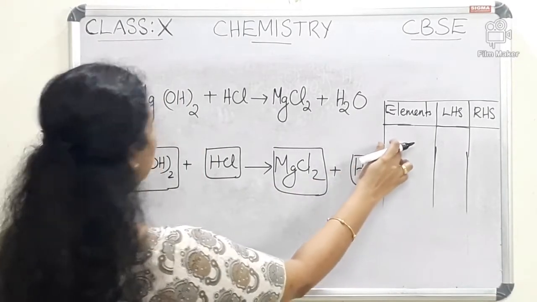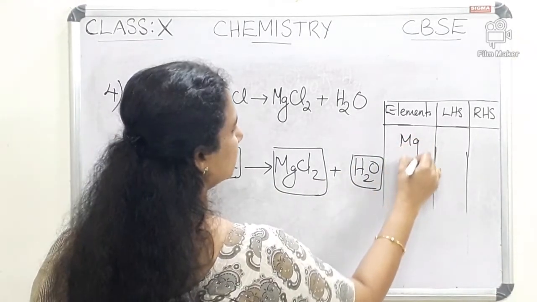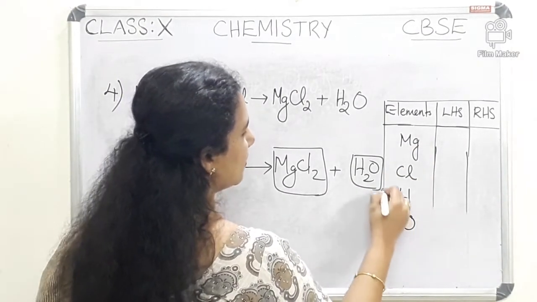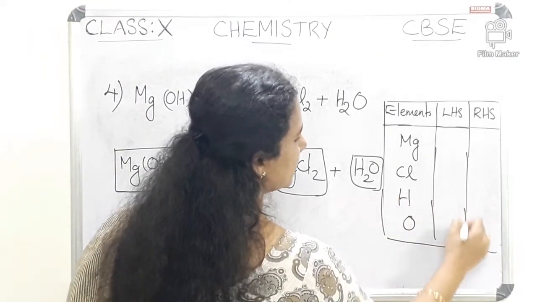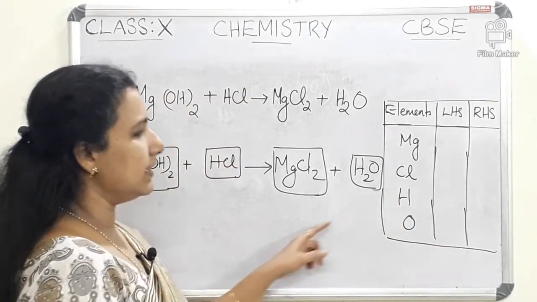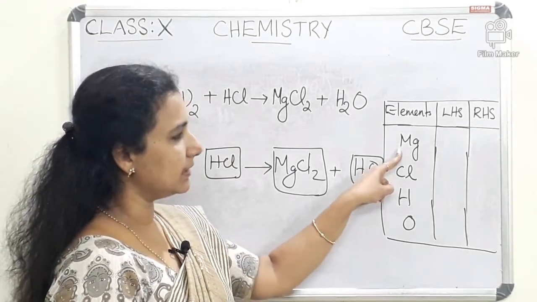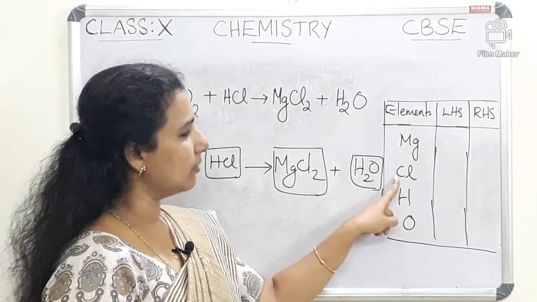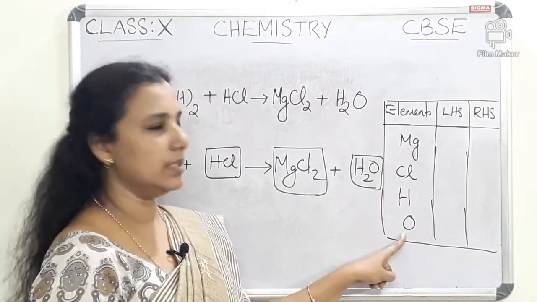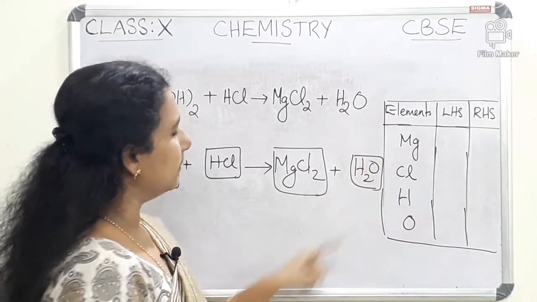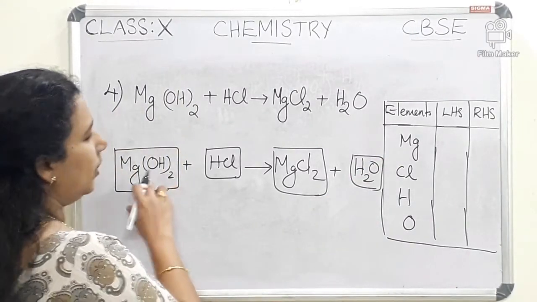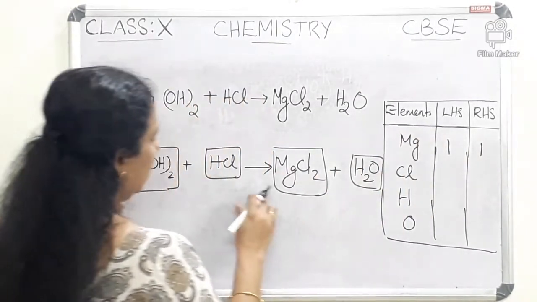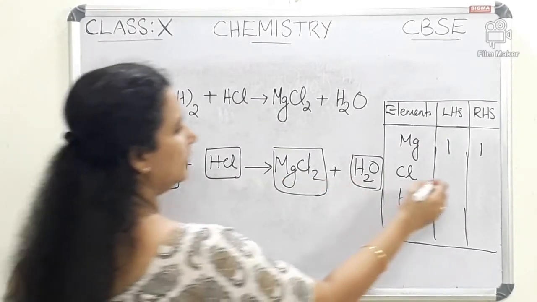Now write the elements here: magnesium, then chlorine, hydrogen and oxygen. So these are the elements present. So first of all we need to balance magnesium. Since it is a metal, we can start with metal. Then non-metal other than hydrogen and oxygen, it is chlorine, then hydrogen, at last oxygen. So that is the order. So magnesium, it is 1 in the LHS. Then RHS also 1.